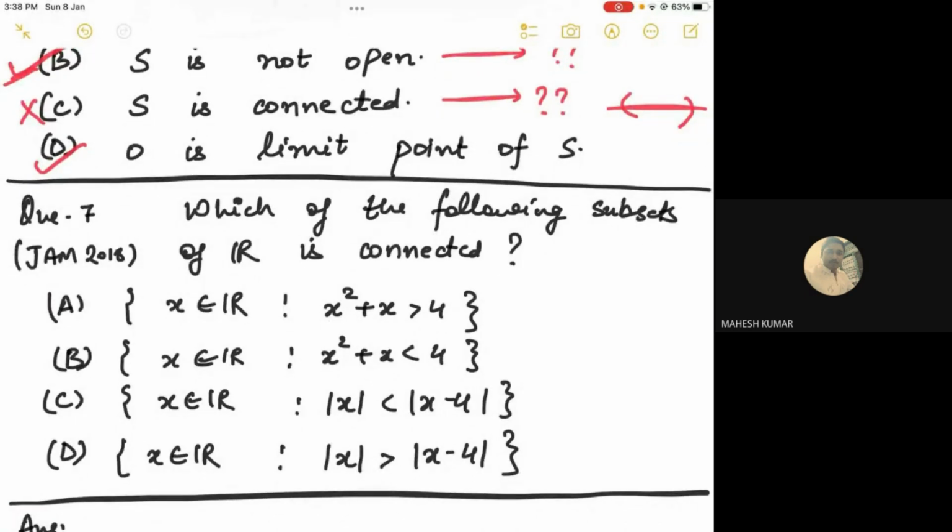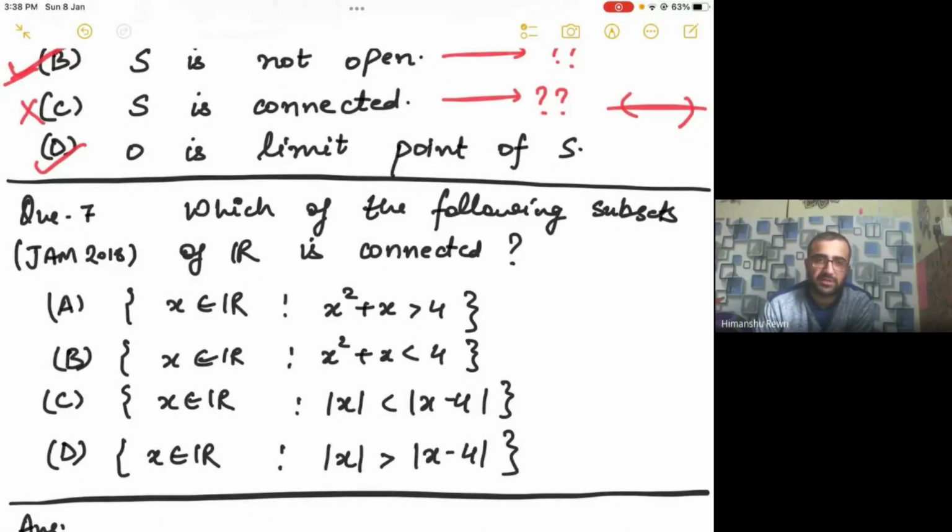So question number 7 is again based on connectedness. The question says, which of the following subsets of R is a connected set? This question comes from JAM 2018. The first option is X, the collection of all elements such that x square plus x is greater than 4.